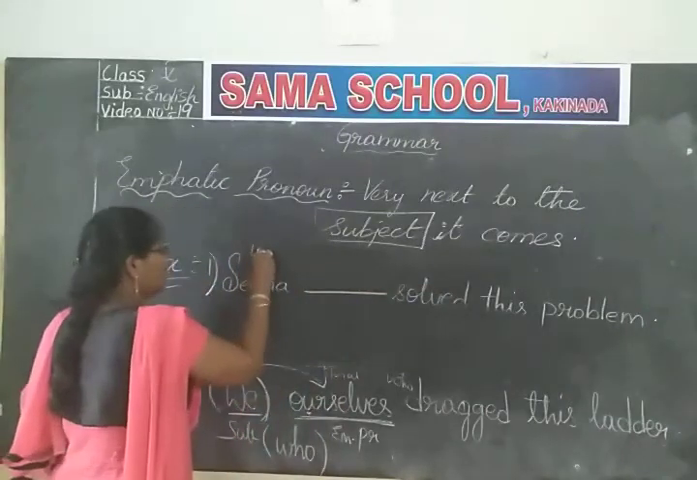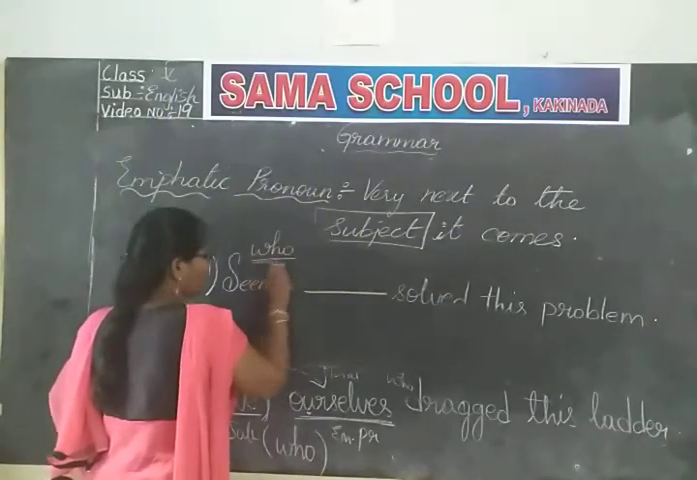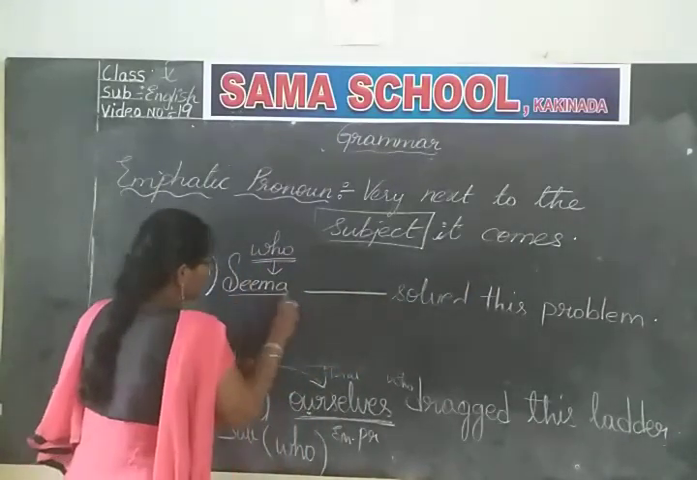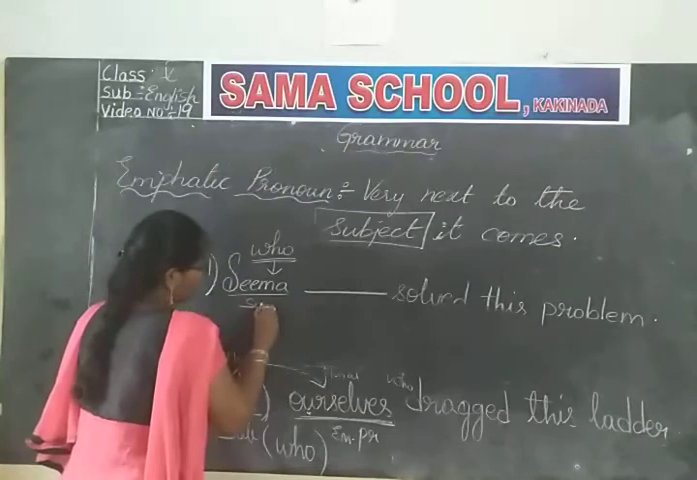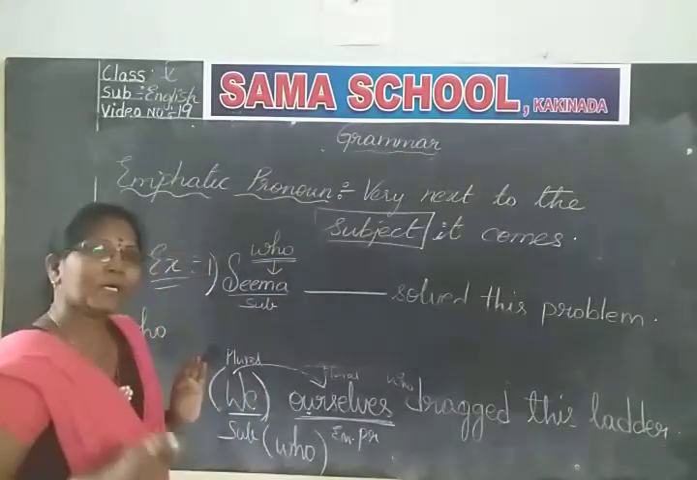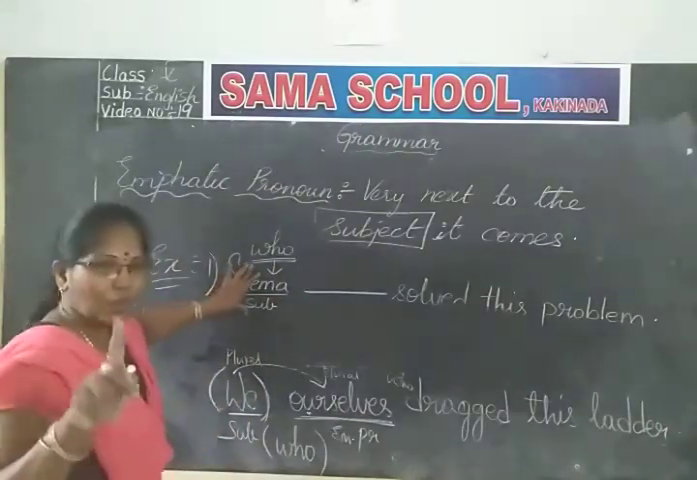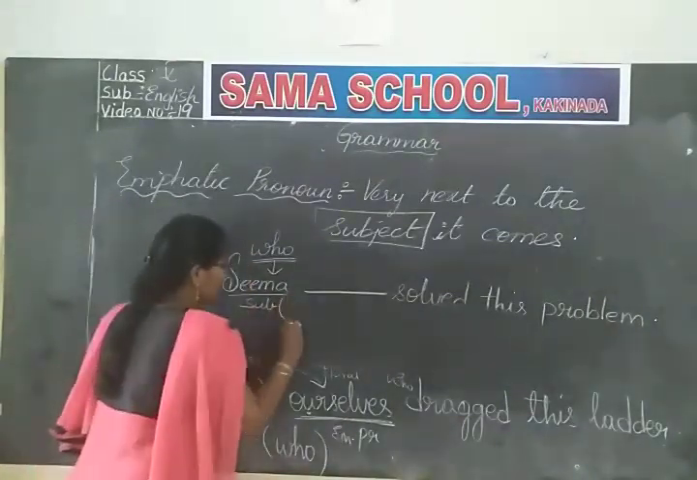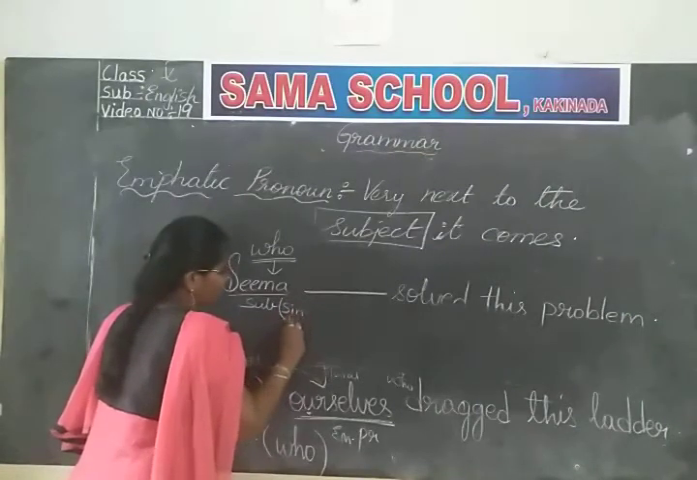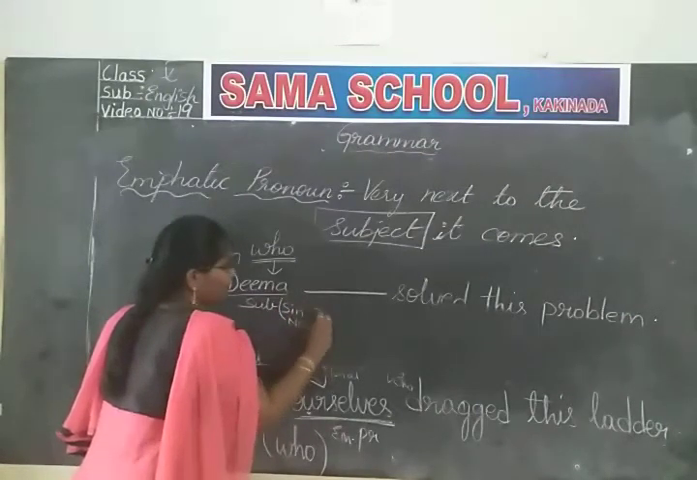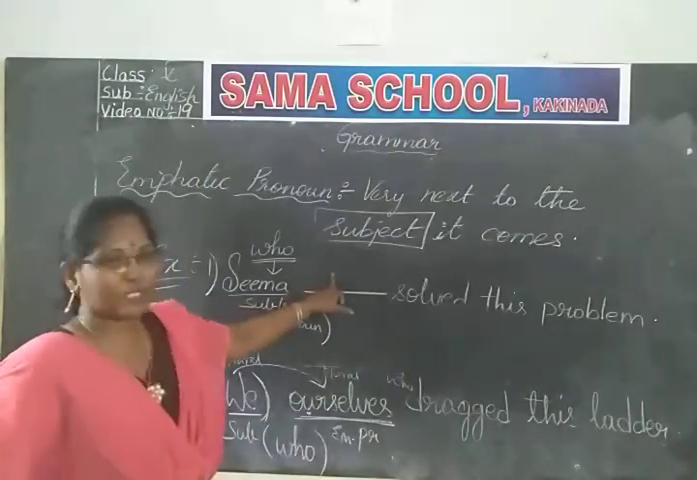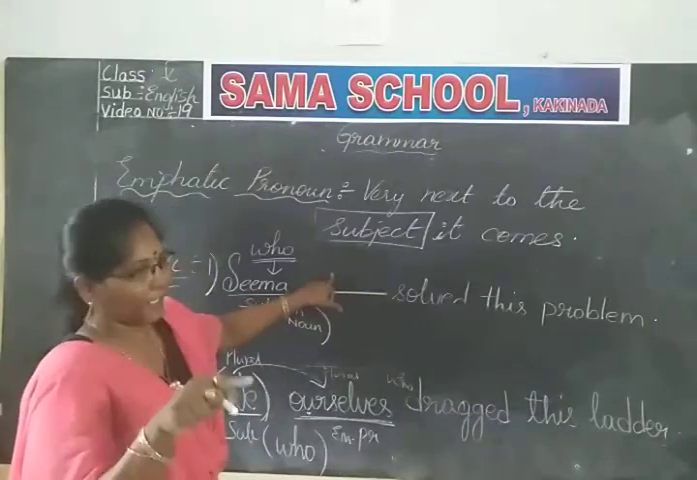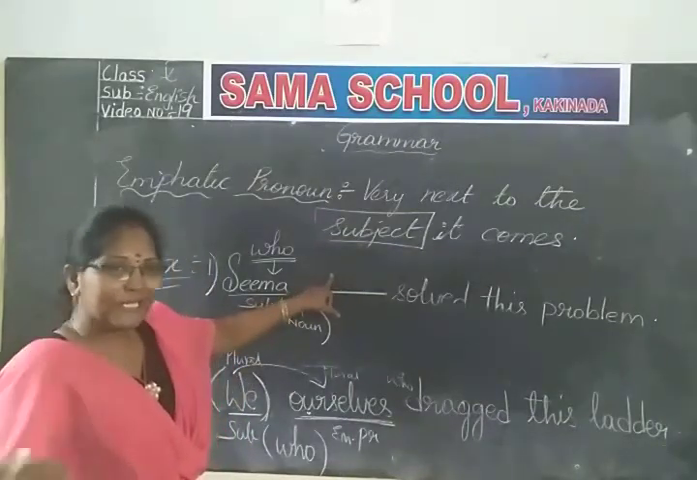What can be the question? Who solved this problem? Again we got a question with who. The answer is Seema. Seema is the subject, am I right? And Seema means only one person, so this is a singular noun. That means next to this, whatever we use, we should use the emphatic pronoun which is singular. Okay, children? We have to use the singular one.